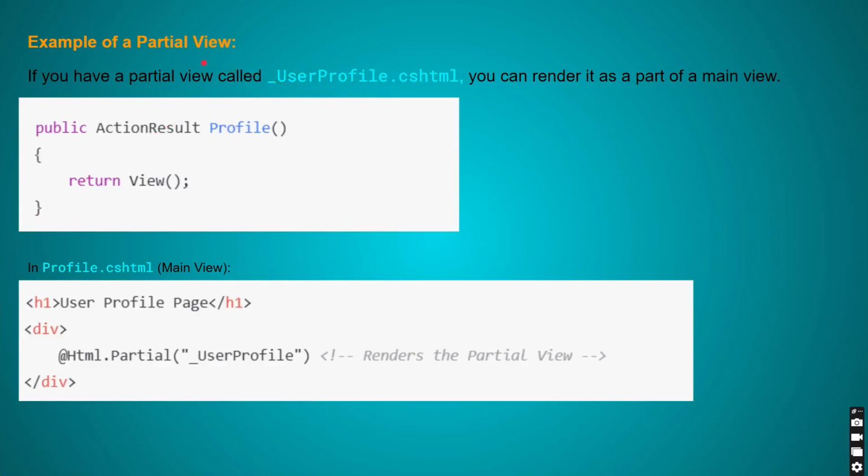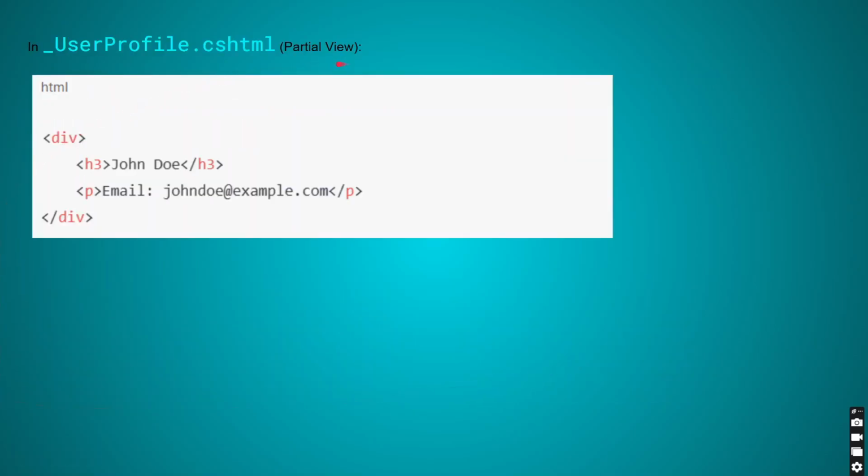Now we'll see an example of a partial view. If you have a partial view called _UserProfile.cshtml, you can render it as a part of a main view. See, this is the action result of Profile and it returns this Profile.cshtml. This is a main view. So in the main view we are returning that HTML.Partial _UserProfile. This rendered section is called a partial view. This is the cshtml of the user profile.